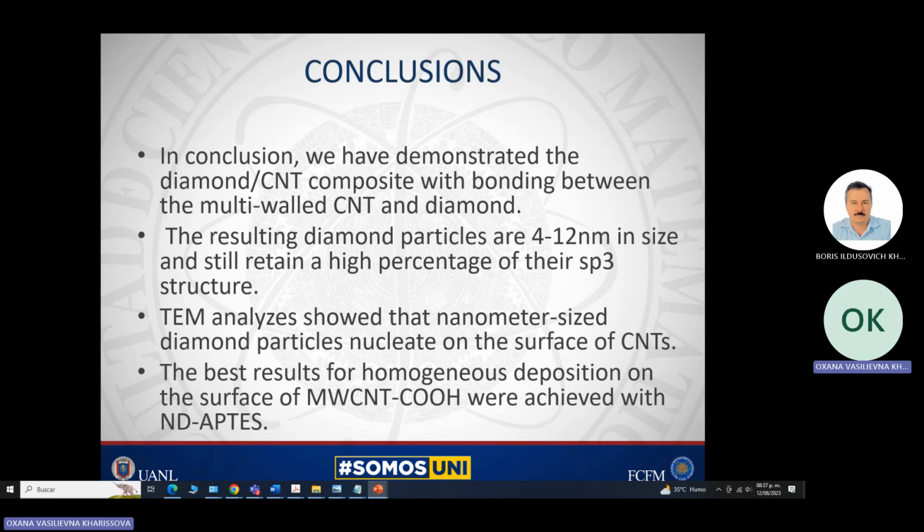Transmission electron microscope analysis shows that nanometer size nanodiamond particles nucleate on the surface of the carbon nanotubes. The best results for homogeneous deposition on the surface of multi-wall carbon nanotubes with carboxyl groups were achieved with nanodiamond APTES.